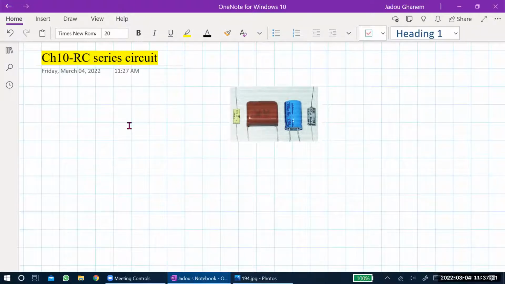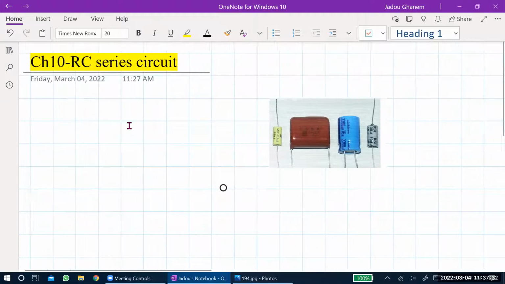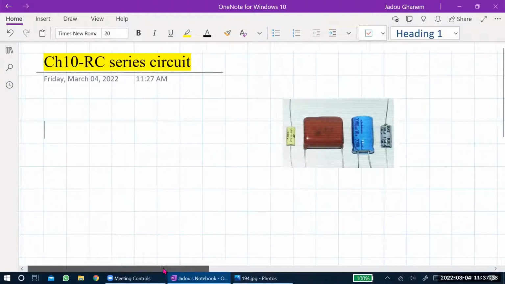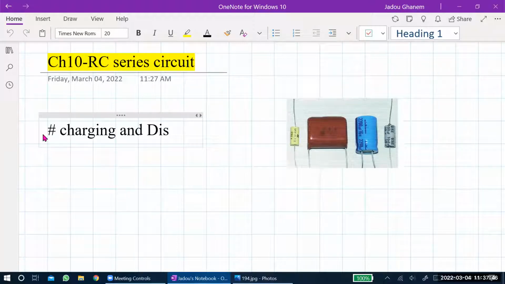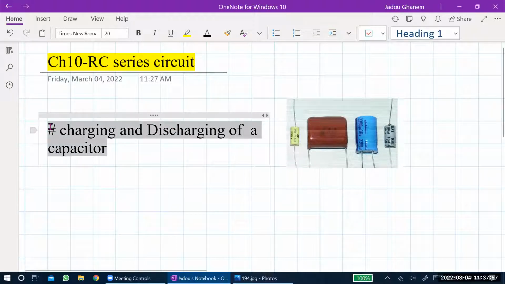Let's try to draw a simple circuit. I'm going to use a circuit similar to your books, so that in case you studied using your book, you will get the same results or the same figure. So let's take the first title. Let me show here the title. I'm going to write: charging and discharging of a capacitor. Okay, so this is the first title that we will be working with.